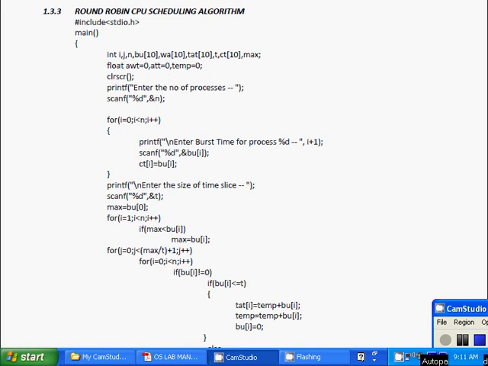Otherwise, if the CPU burst of the currently running process is longer than 1 time quantum, the timer will go off and will cause an interrupt to the operating system. A context switch will be executed and the process will be put at the tail of the ready queue. The CPU scheduler will then select the next process in the ready queue. The average waiting time under the round-robin policy, however, is often quite long.